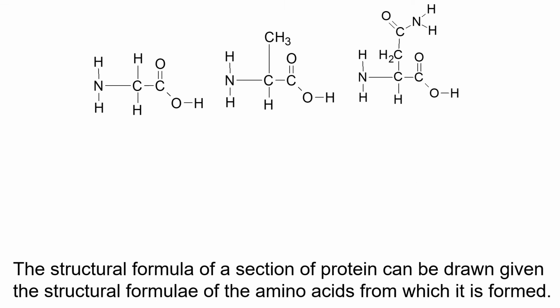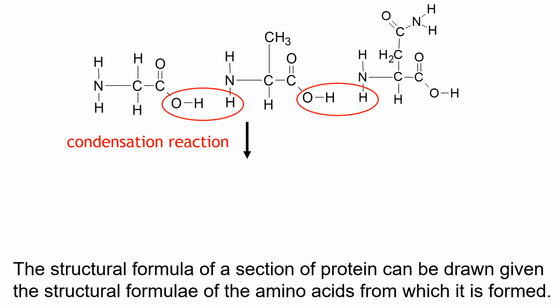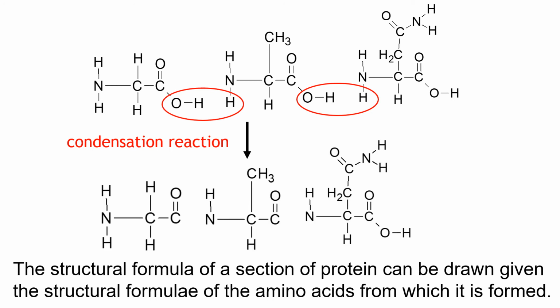One of the things you'll need to be able to do is draw the structural formula of a section of protein if you're given the structural formula of the amino acids from which it is formed. So if you're given 3 amino acids like this, you need to recognize where the water molecules are coming off in a condensation reaction and remove them. And then you need to recreate the peptide or amide links between the amino acids.